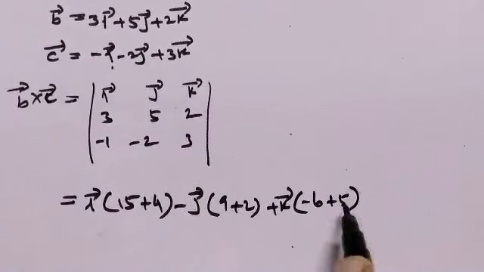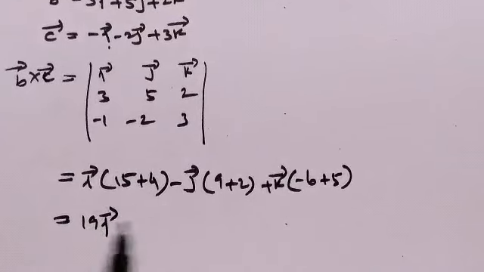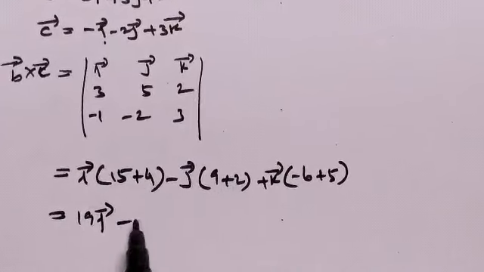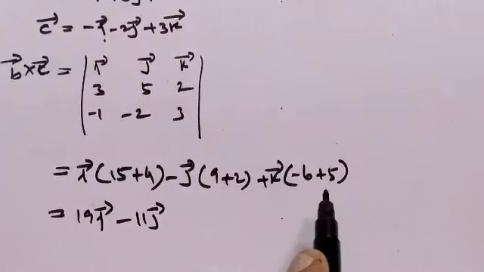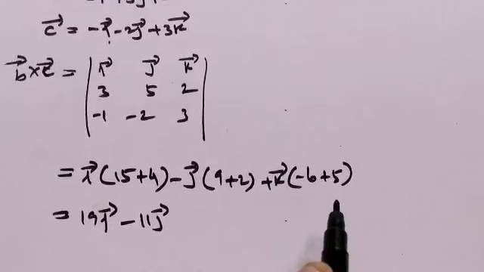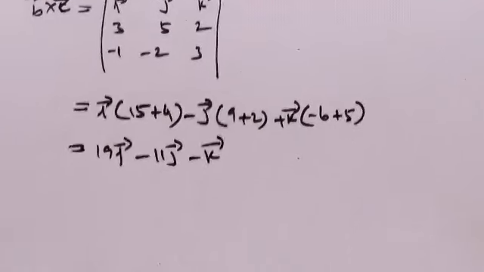So b cross c equals 15 plus 4, 19 i vector, and in j vector 9 plus 2, 11, so minus 11 j vector, and k vector minus 6 plus 5 is minus 1, so minus 1 into k vector, minus k vector.